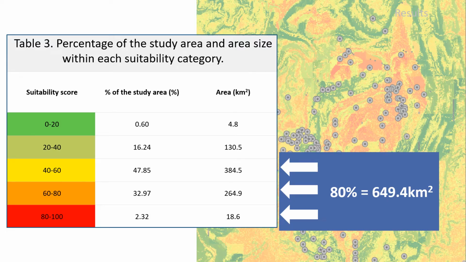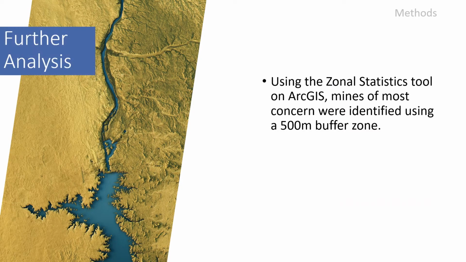This information can be seen in Table 3, which breaks down each category and shows that the 80% equates to 649.4 kilometers squared. A further analysis was undertaken in the study using the zonal statistics tool on ArcGIS. The tool was used to identify the mines that are of most concern regarding the likelihoods of contaminated runoff accumulation within a chosen 500-metre buffer zone.